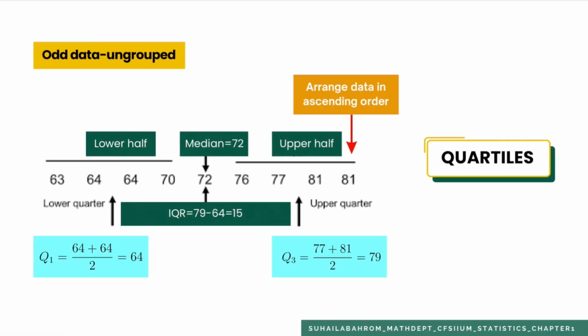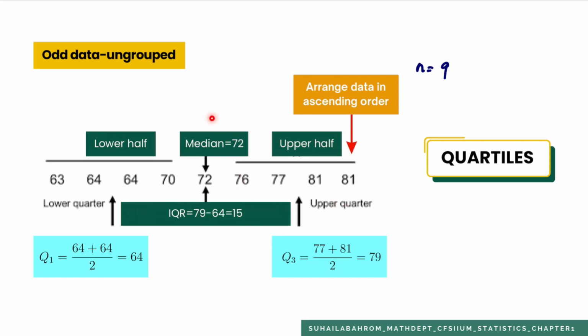For odd data, after you arrange the data set in ascending order, let's say in this case we have 1, 2, 3, 4, 5, 6, 7, 8, 9. So our total number of data is 9, and you have to divide it into 2 parts. We have the first 4 data as the lower half, and the last 4 data as the upper half.